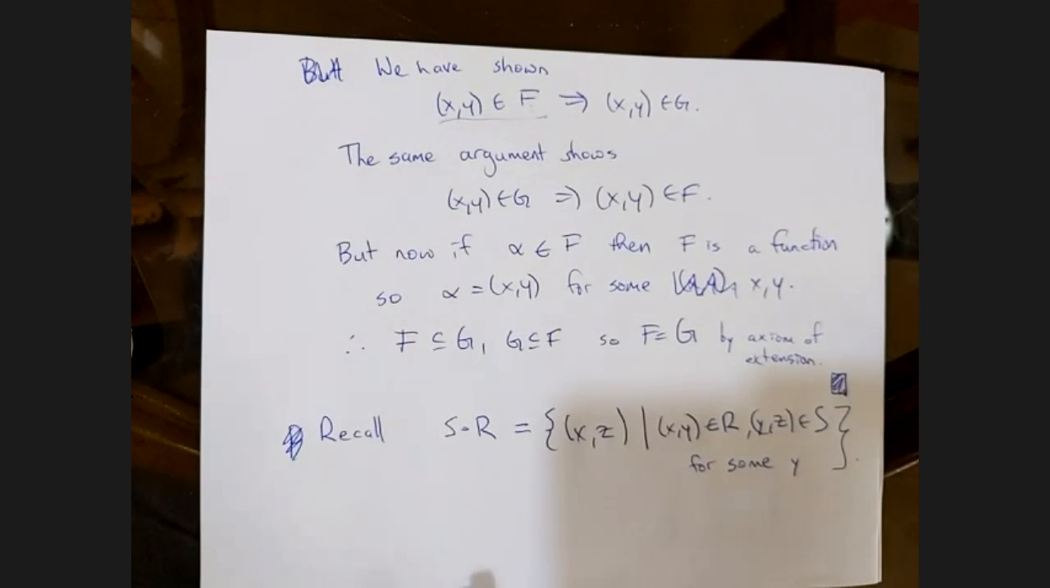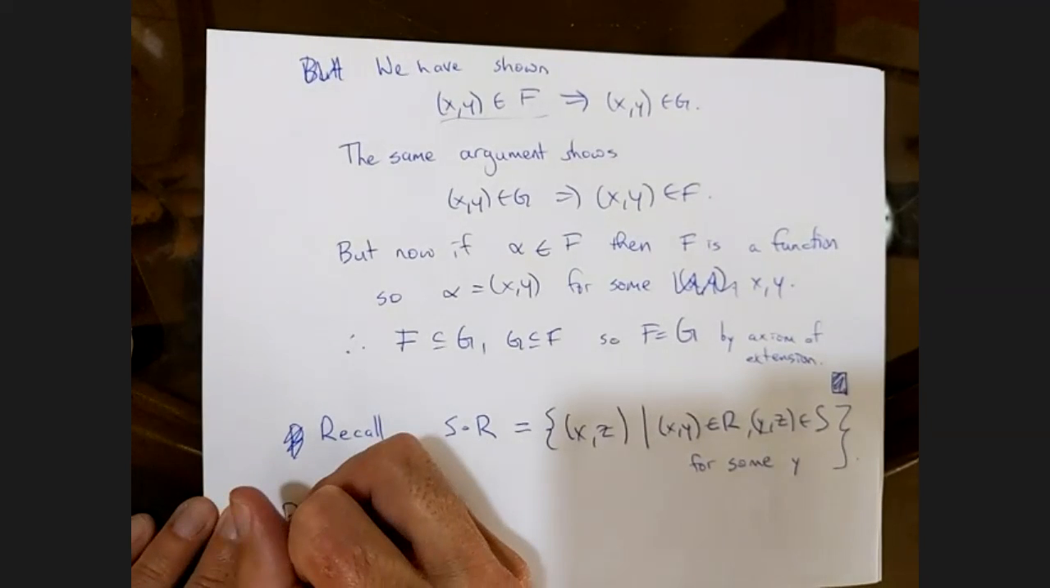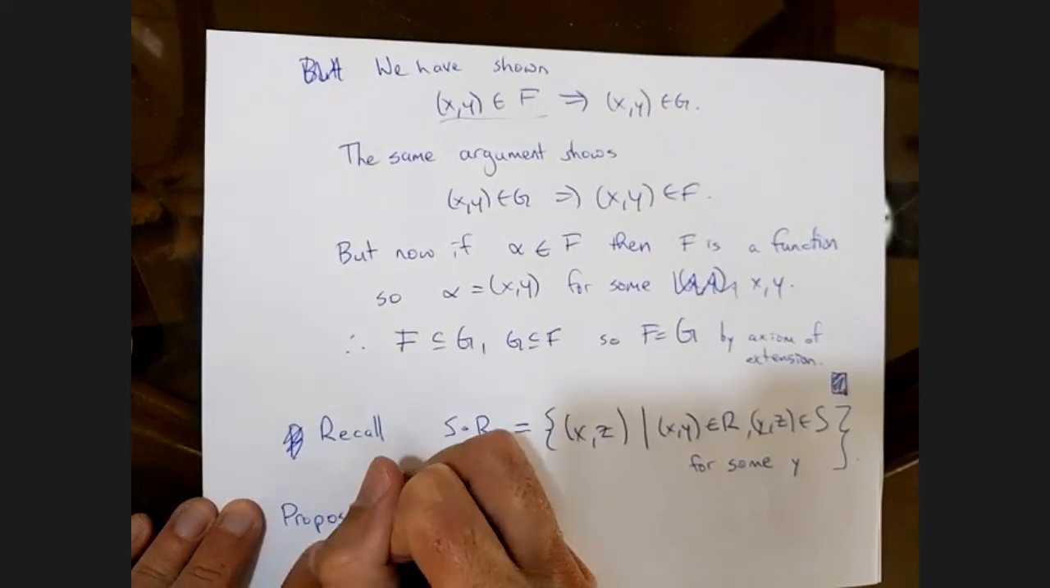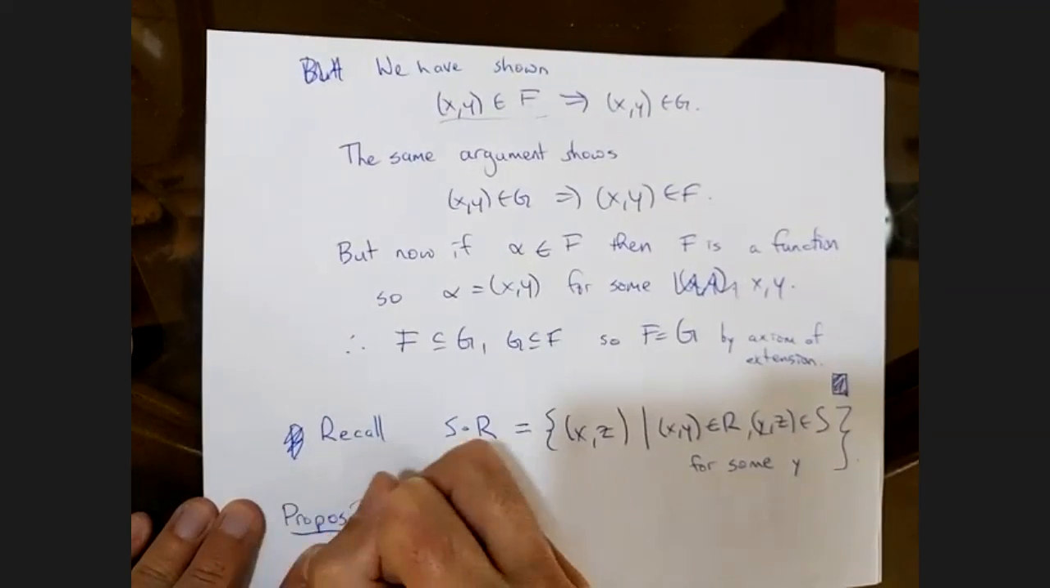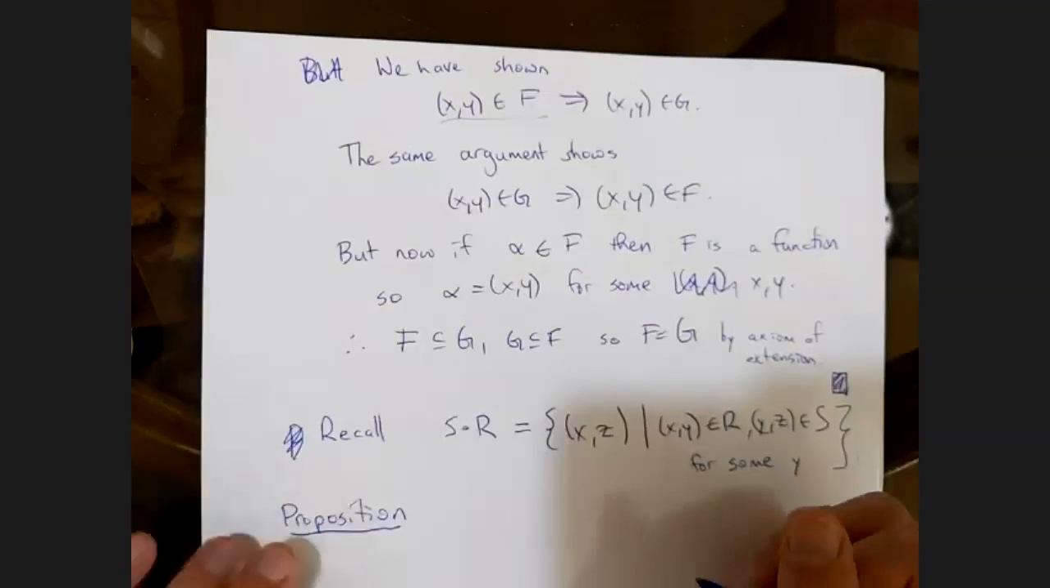So this lets us compose any two relations. Okay, functions are a special type of relation, so we can compose any two functions. So we have a proposition, which should be kind of surprising at first.